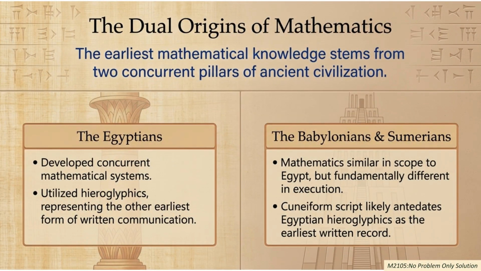Mathematics emerged from two distinct ancient pillars, Egypt and Mesopotamia. While Egyptian and Babylonian systems shared similar goals, the Babylonians utilized a unique cuneiform script, which may be one of the earliest forms of written record.